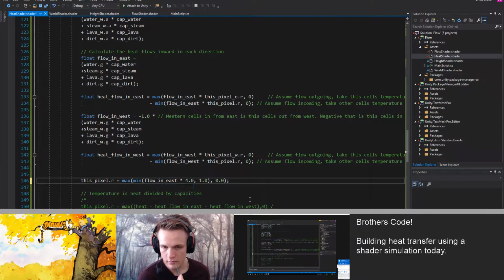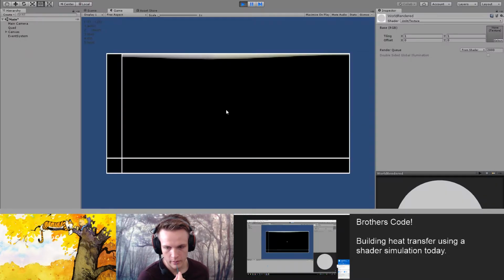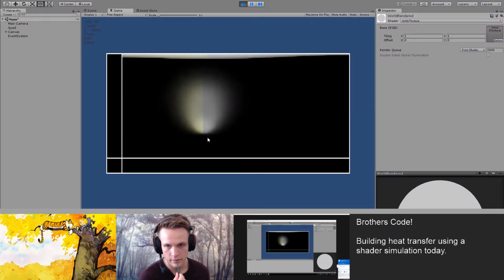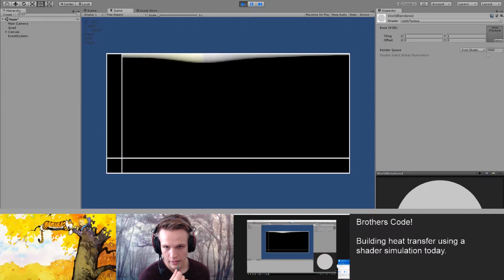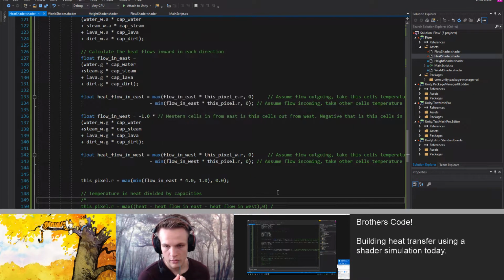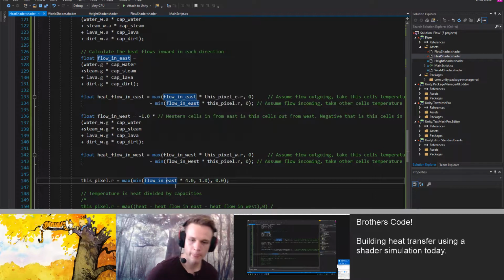And this should show the other direction, which it does. It's that way. So in from the east, yes.